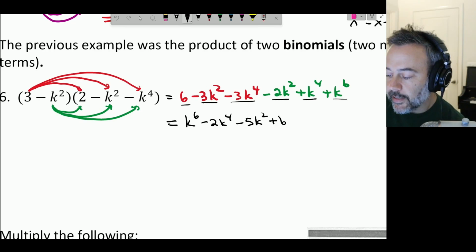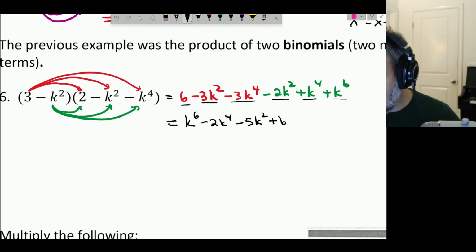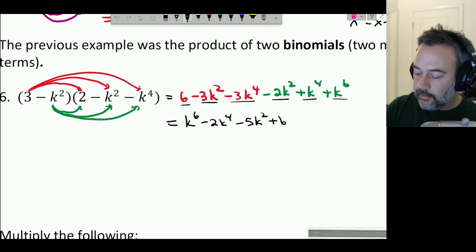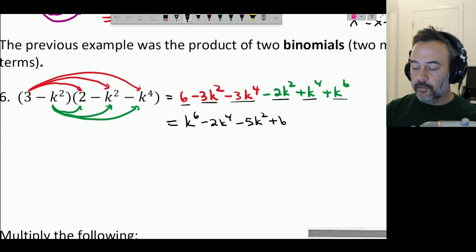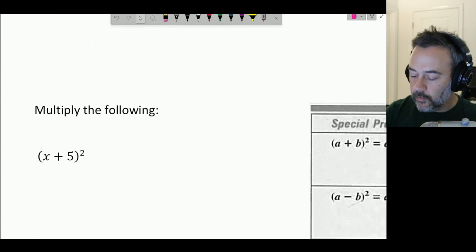It's always good to go back and double check your signs. Negative 3k to the fourth plus k to the fourth is negative 2k to the fourth. Negative 5k squared and 6. That's looking good. Positive, negative, negative, negative, positive, positive. Most common mistakes are going to be minus sign mistakes. To be frank, that's what I see the most.